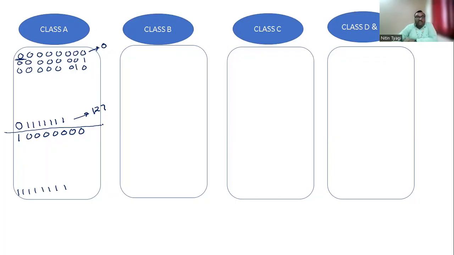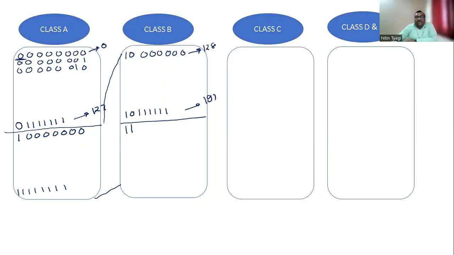Now, similarly for class B. In class B, you fix 2 bits. 2 bits means like 1, 0. Here 1, 0, and then the next is 1, 1. So 1, 0, that means 1, 2, 3, 4, 5, 6, right? And here 1, 0 is fixed, and what will be the last? 1, 2, 3, 4, 5, 6. This is the last. So the class B range is this: this is 128 and this is 191.